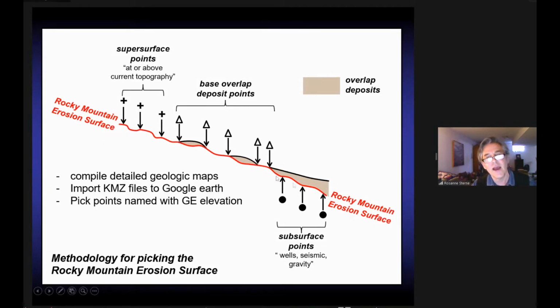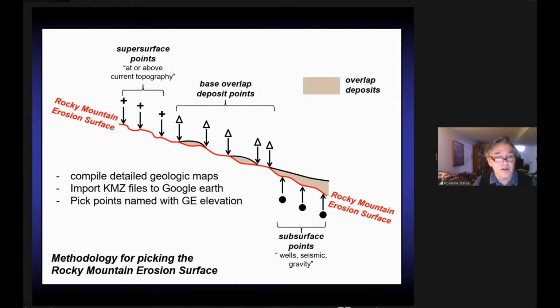And then in areas where I have no overlap deposits, I add in what I call supersurface points, and they are simply points at or above the current topography. And typically, I'll go to points of highest topography to define that. But what it gives me is a map that is continuous all the way over the high peaks and down into the subsurface. And that is how I can get continuous coverage across all of Colorado, and as we'll see, some of the neighboring states.